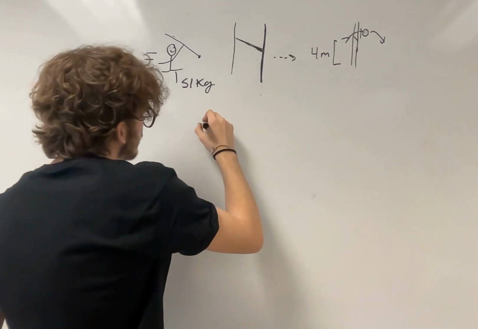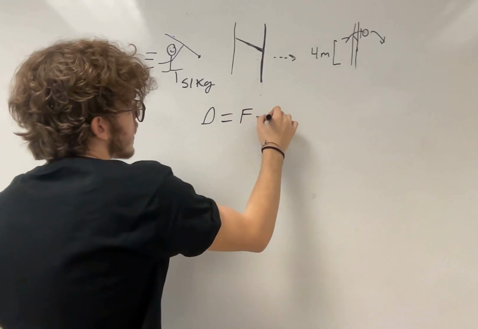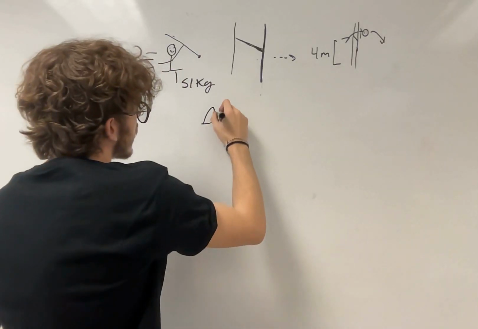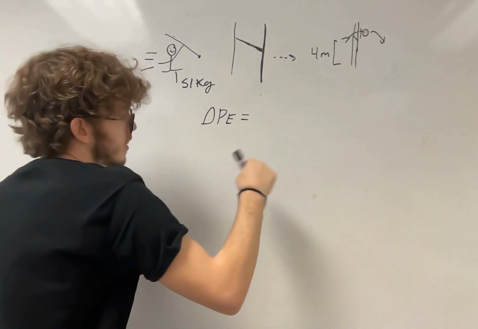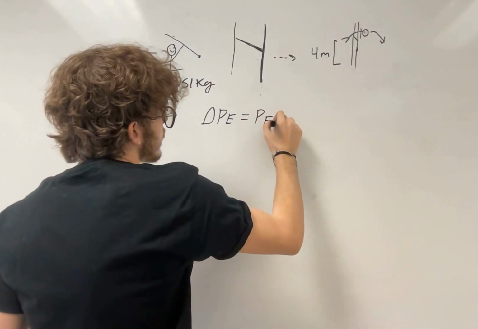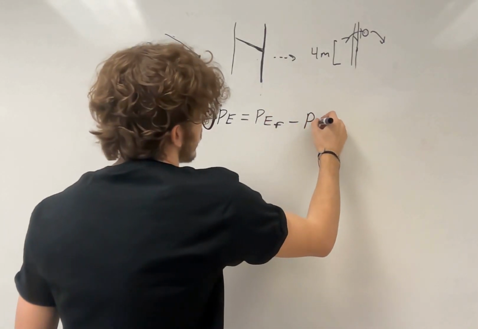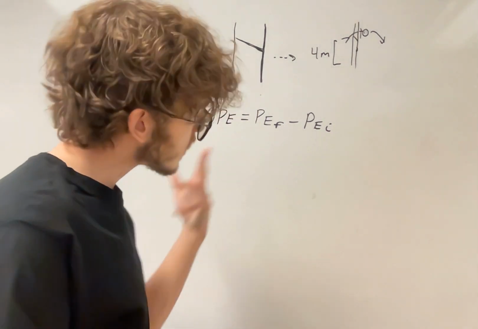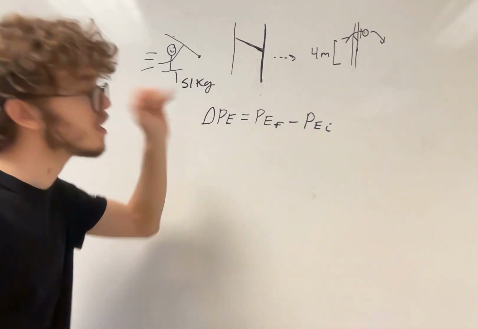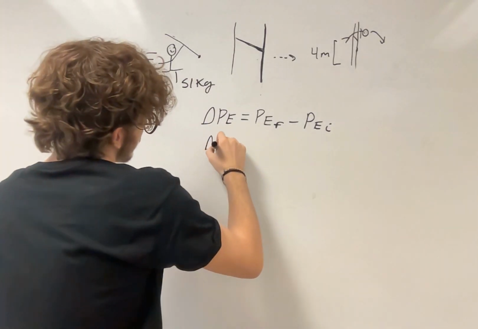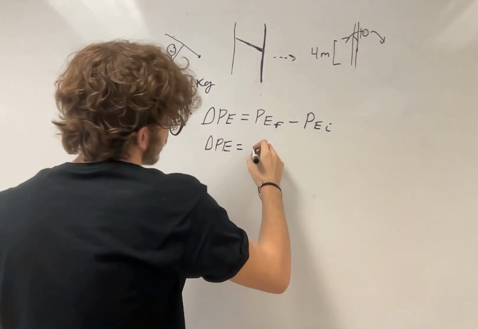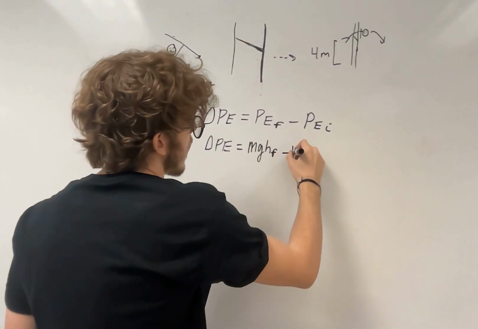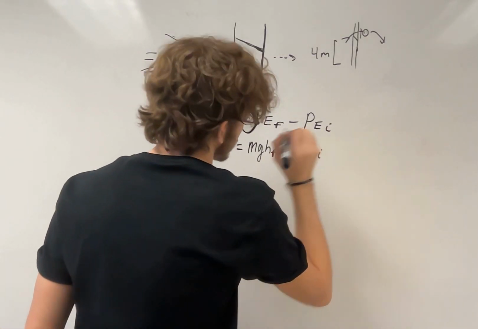So now that we know that potential energy is mass, gravity, height, how do we find the change in it? Well, for something to change, it's final minus initial. So the change in potential energy, change in PE, let's substitute some variables: potential energy final minus potential energy initial. So we can rewrite this: the change in potential energy is equal to mass, gravity, height final, minus mass, gravity, height initial.